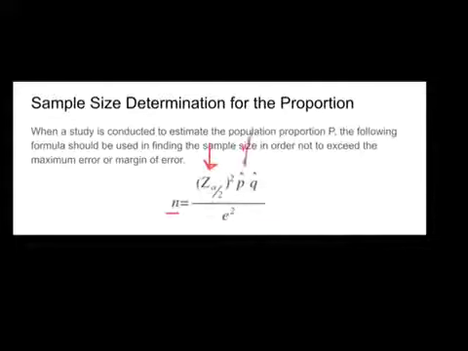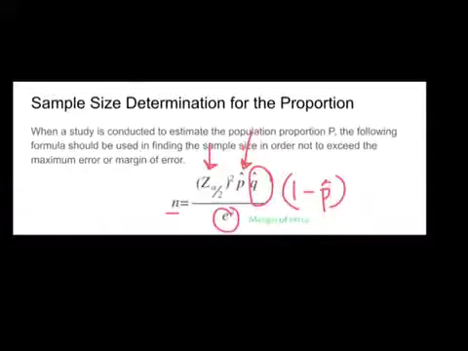The p-hat in this formula is the sample proportion of a recent study. The q-hat, on the other hand, is basically 1 minus the p-hat. For instance, if the p-hat is 0.8, then q-hat is basically 0.2. The e in this formula is the margin of error. So now that we know the components of the formula, it will now be easy for us to compute for the sample size.